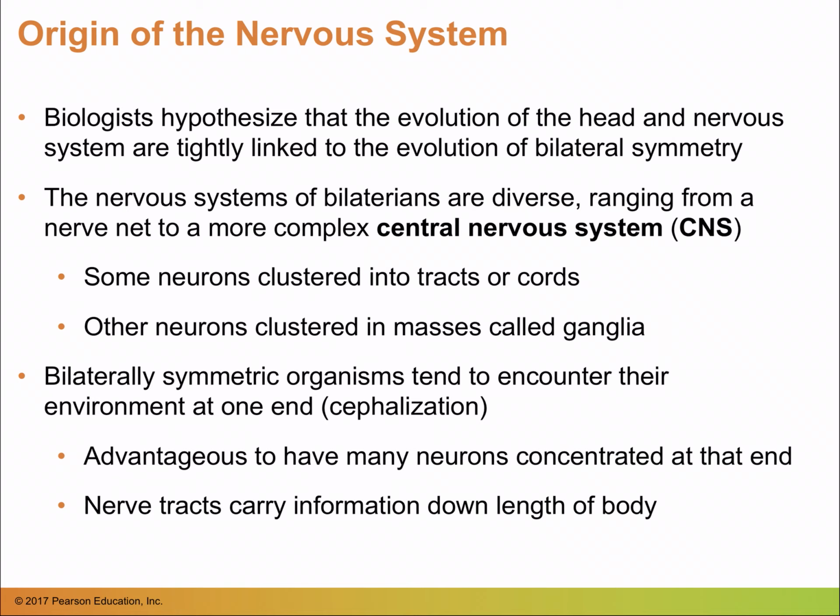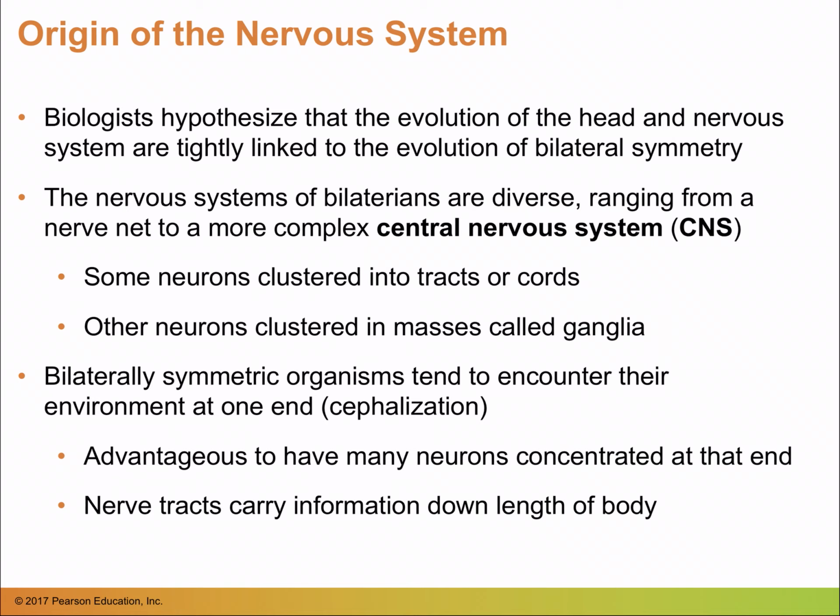So biologists hypothesize that the evolution of the head and nervous system is tightly linked to bilateral symmetry. So we see that bilaterally symmetric organisms have a much more advanced nervous system. It looks a little bit different depending on the type of animal, because there are very advanced animals and very simple animals. But something like a cnidarian or a sea anemone is not going to have the nervous system, obviously, of a goat.